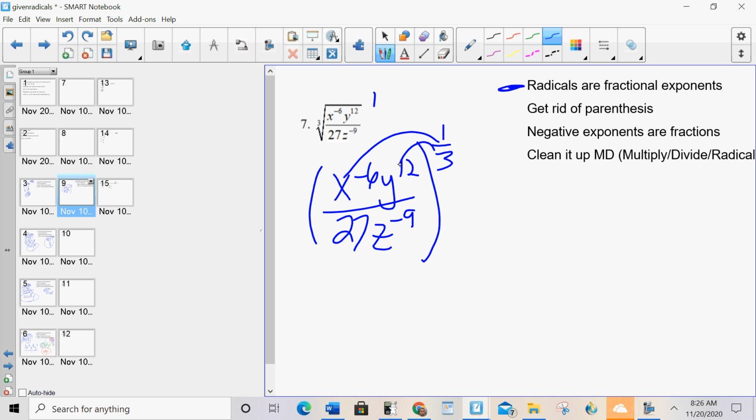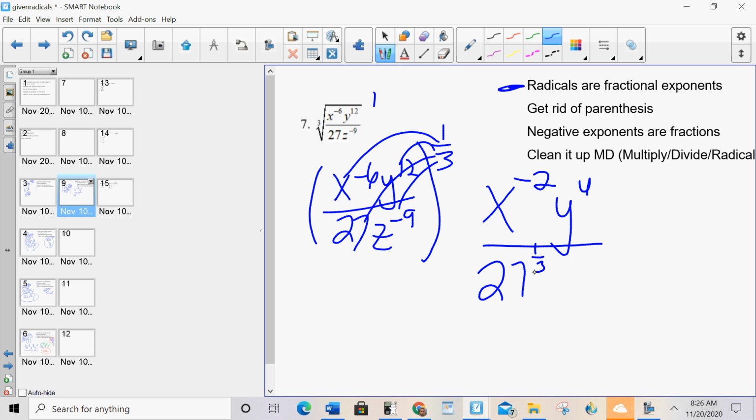I'm giving that 1/3 power to everything, all four things inside. So when I'm raising a power to a power, I multiply. -6 times 1 is -6 over 3 is -2. 12 times 1 is 12 over 3 is 4. 27 to the 1/3. If it's just an integer, leave it as 27 to the 1/3. Z, you're multiplying. -9 times 1 is -9 over 3 is -3.